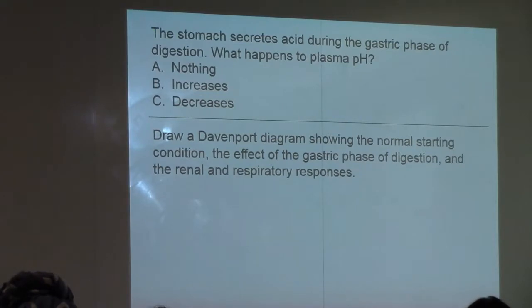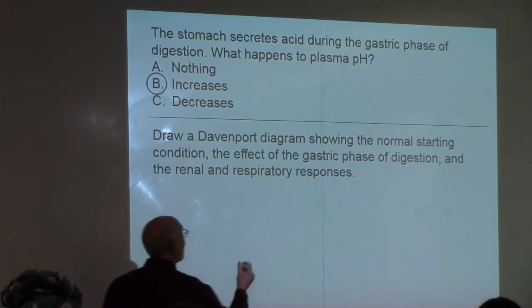Okay, I see a lot of correct answers. Blood pH increases, right? Because we are secreting acid into the stomach, and we are pumping bicarbonate into the blood. Pumping of bicarbonate would make the blood more basic, that is to say, a higher pH. Okay, so let's do a Davenport diagram here.